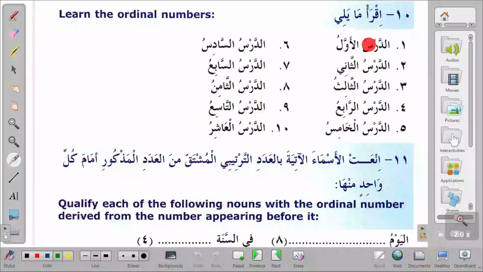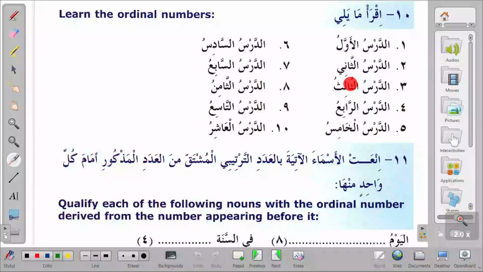So now I'm counting female students. I say at-talibatu, the first female student. Let me use this one, because for awwal, the feminine is ula, so that one is a little bit different. But let me say 3. I say at-talibus-salisu, the third male student. But if I want to say the third female student, I'll say at-talibatus-salisatu.